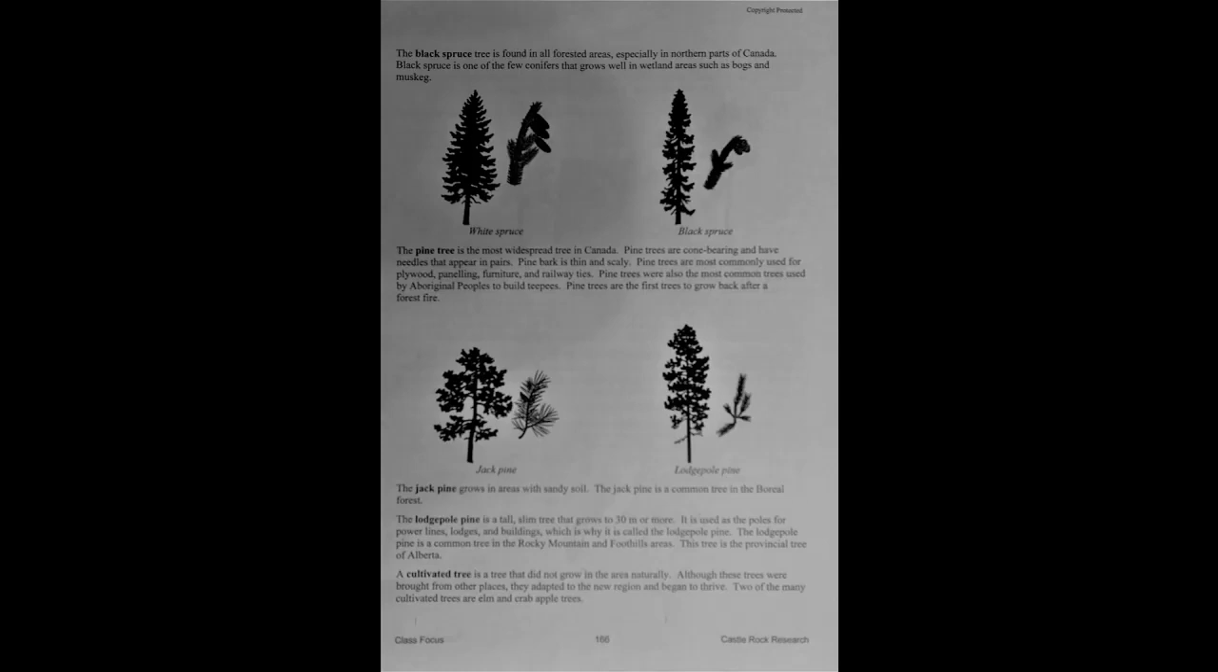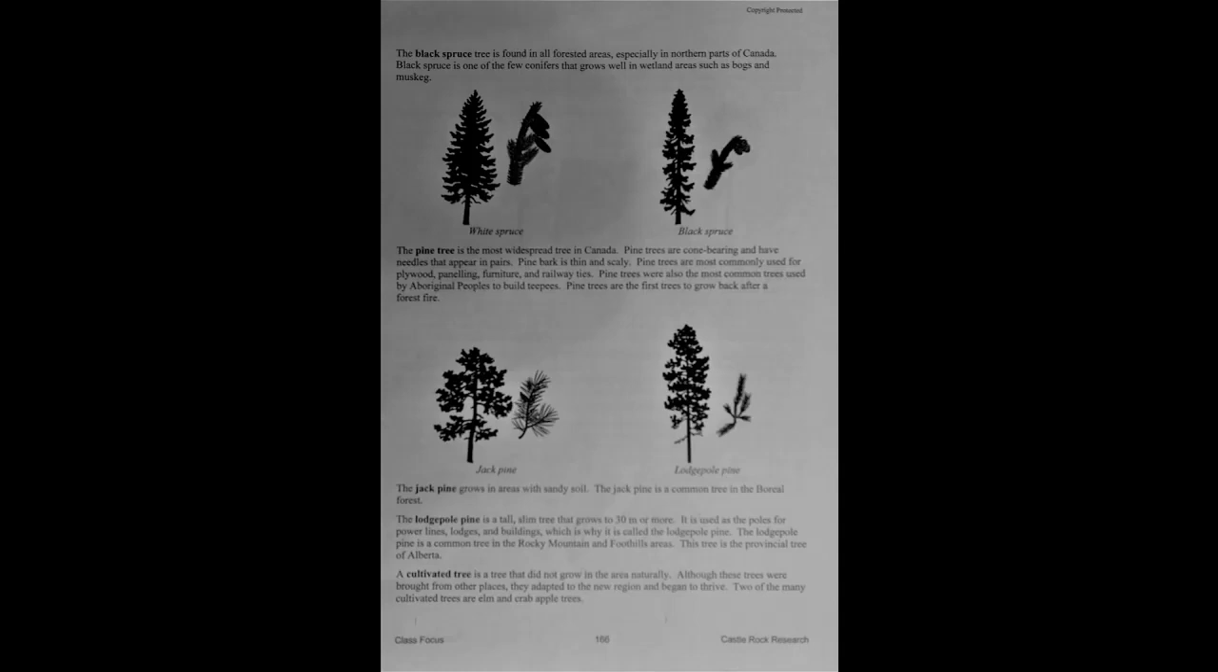The jack pine grows in areas with sandy soil. The jack pine is a common tree in the boreal forest. The lodgepole pine is a tall, slim tree that grows 30 meters or more. It is used as the poles for power lines, lodges, and buildings, which is why it is called the lodgepole pine. The lodgepole pine is a common tree in the Rocky Mountain and foothills areas. The tree is the provincial tree of Alberta.